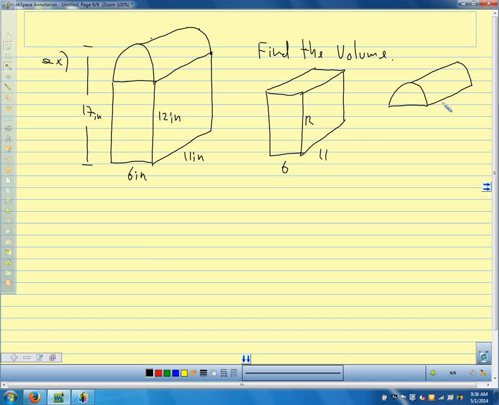And how long is this side of the half cylinder? Same as this, because it fits right on top. So that's 11. Do we know the radius of the cylinder? What's the radius? 17, the total height, and this part is 12, so that leaves 5 for our radius. So that's 5. And we find the volumes of each of these and add them together.